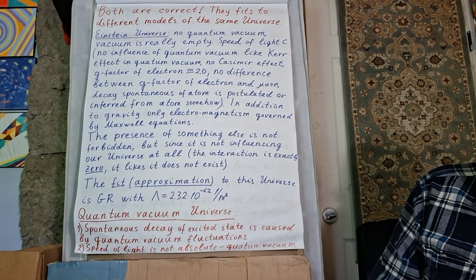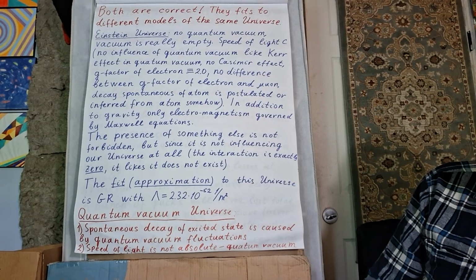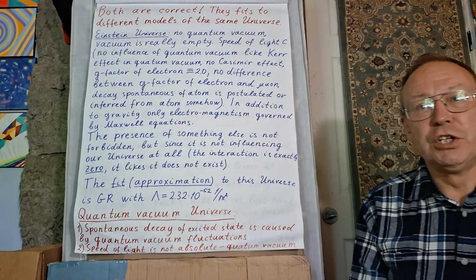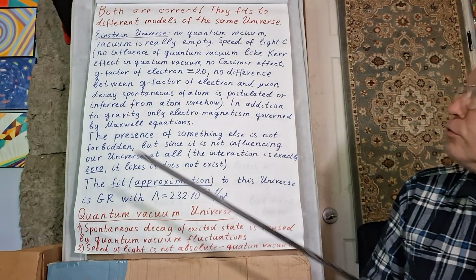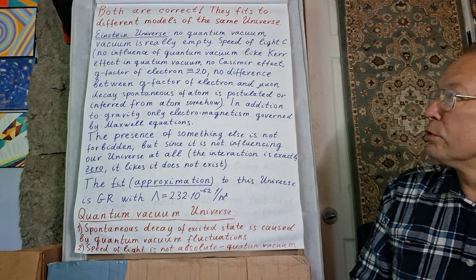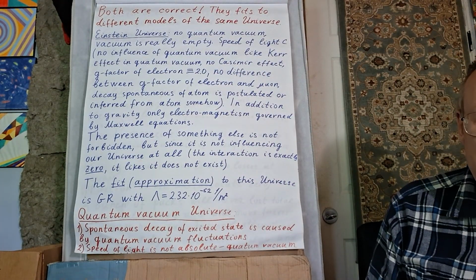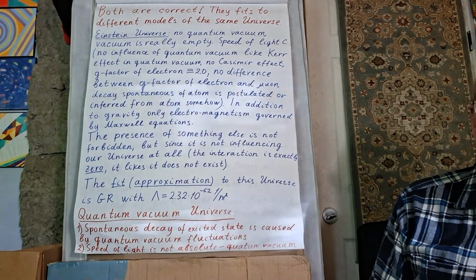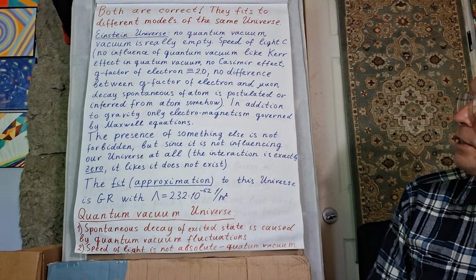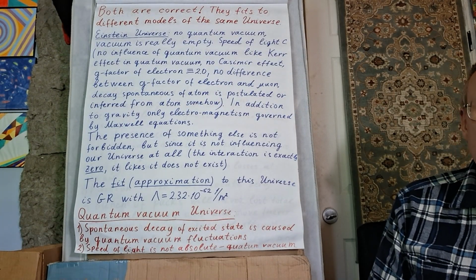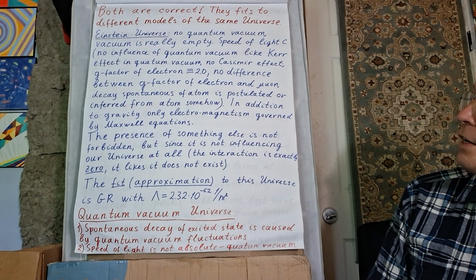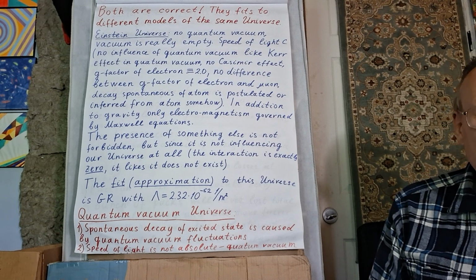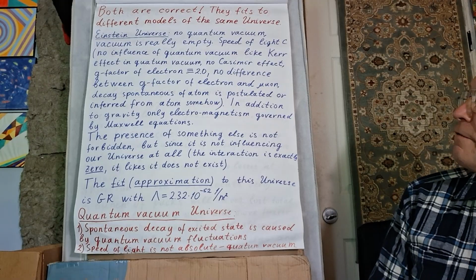Let's consider those universes more accurately. The first fit of our universe would be the Einstein universe. No quantum vacuum is present. Vacuum is absolutely, really empty. What does it mean? It means that the speed of light is exactly c, and it is postulated. No influence of quantum vacuum, like the Kerr effect in quantum vacuum, is possible. No Casimir effect is possible.